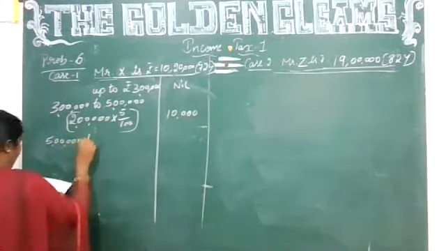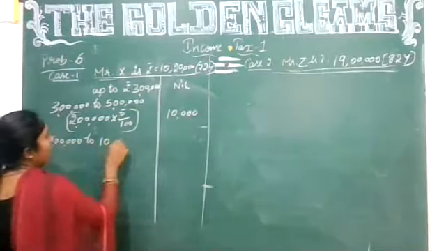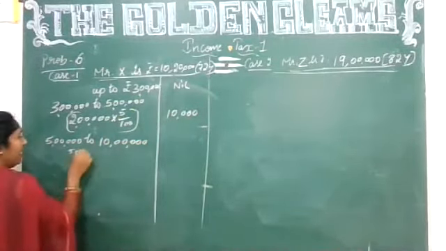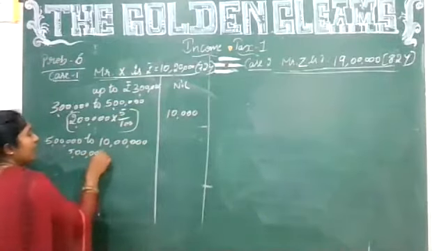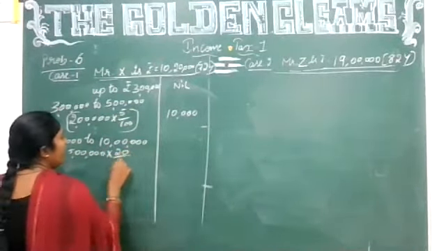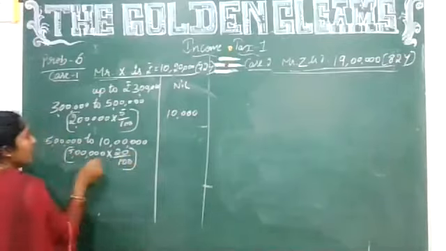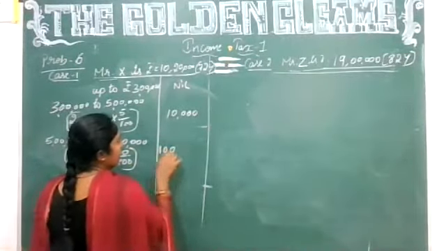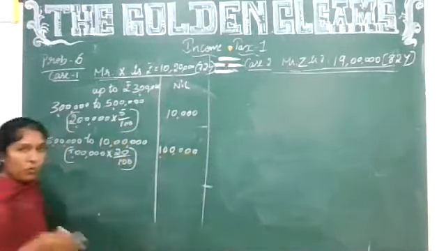The next one is 5 lakh to 10 lakh. The remaining amount is 5 lakh into 20 divided by 100. The answer is 1 lakh.